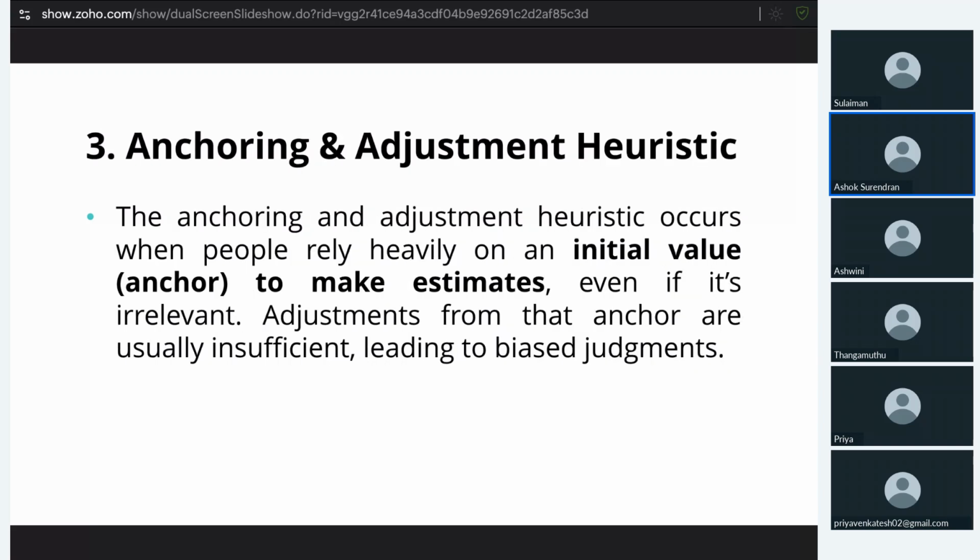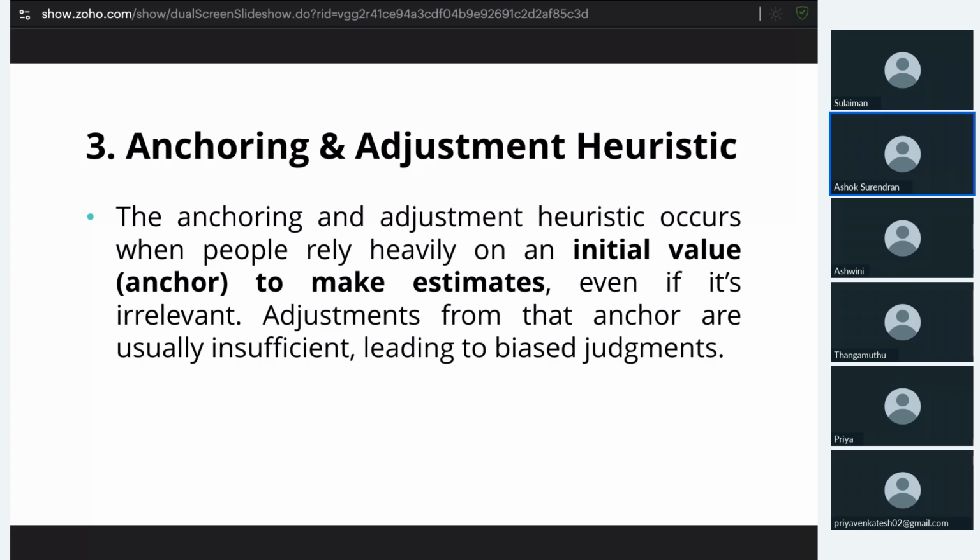And the next type of heuristic, this is very interesting, is the anchoring and adjustment heuristic, which occurs when people rely heavily on an initial value, the anchor, to make estimates. Let's assume you go to a furniture shop to buy a sofa, and the person who sells it says it costs 50,000. The moment he says the price as 50,000, that is called the anchor price. Your thought process revolves around that anchor price. So you'll think, if it is 50,000, and I want to save 20%, I should ask for minimum 10,000 less. So let's start asking for 40,000 so that I can close the deal at 45,000. That is what you will think. So this kind of decision making is called anchoring heuristics.